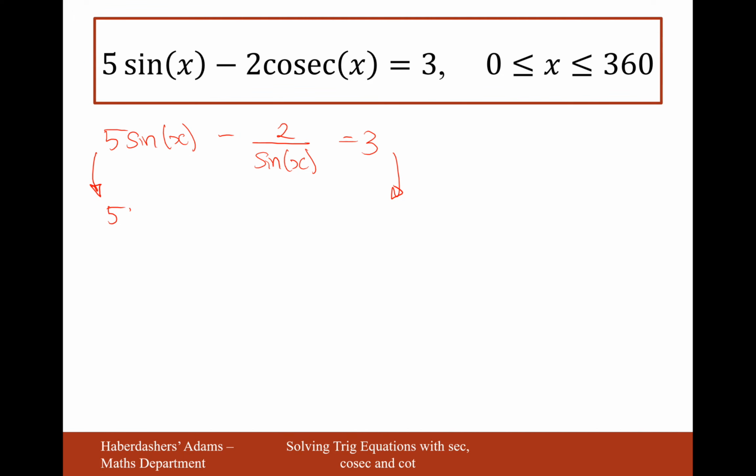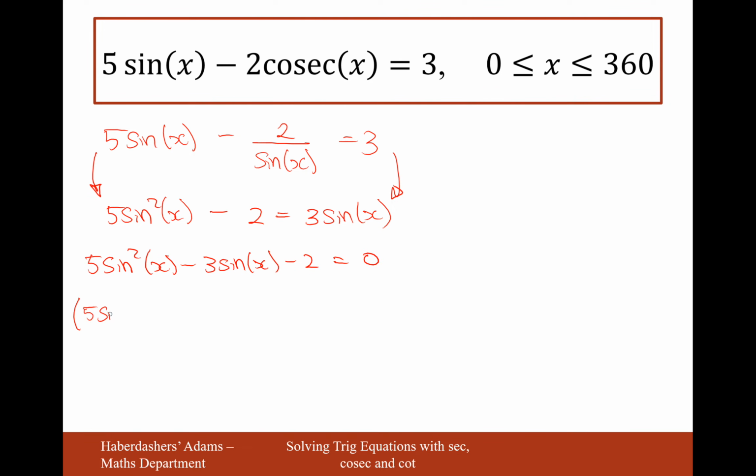So it'll be 5 sine squared minus 2 over sine times sine will just be 2 equals 3 sine x. I've multiplied everything by sine. And now what I can create is a little quadratic. If I take away the 3 sine onto the left hand side, equals 0. Now I'll open up my 2 brackets.